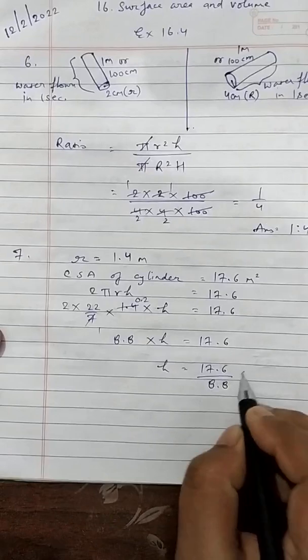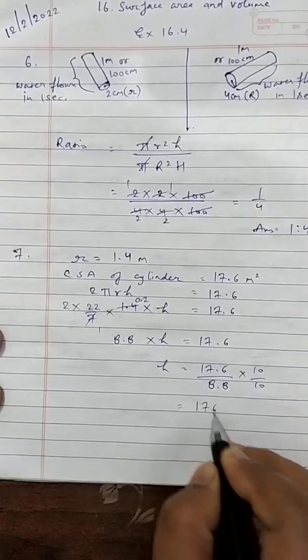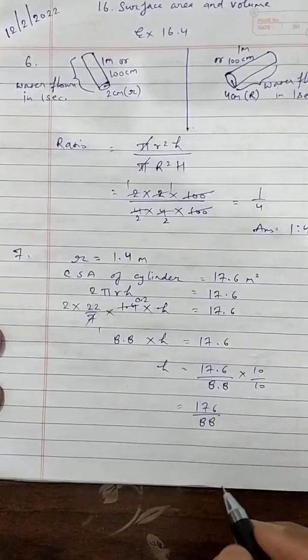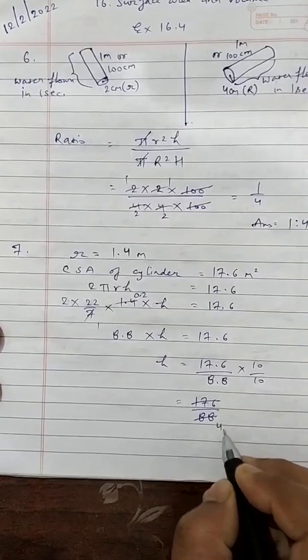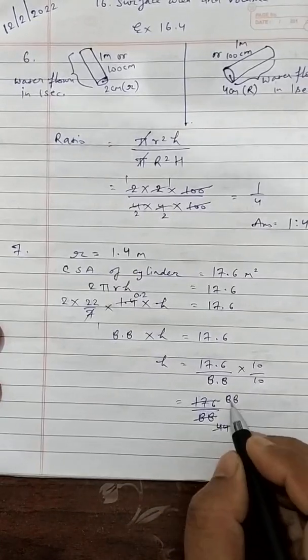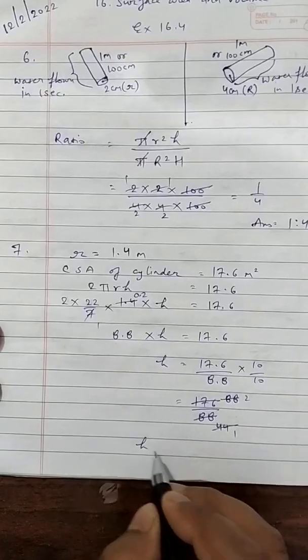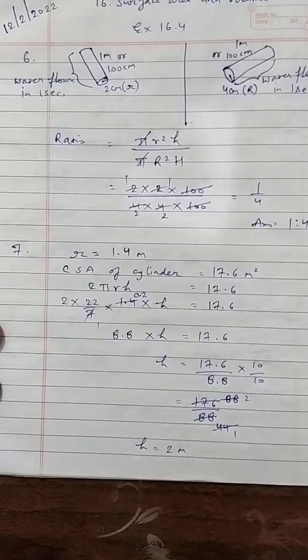To remove this decimal, we will multiply it by 10 by 10 and we get 176 divided by 8, and 8 twos are 16, 8 twos are 16, 4 ones are 4, 4 twos are 8. So the height is 2 meter.